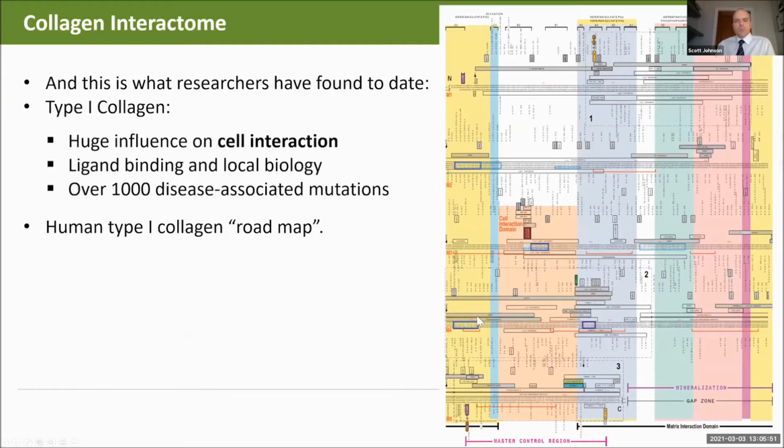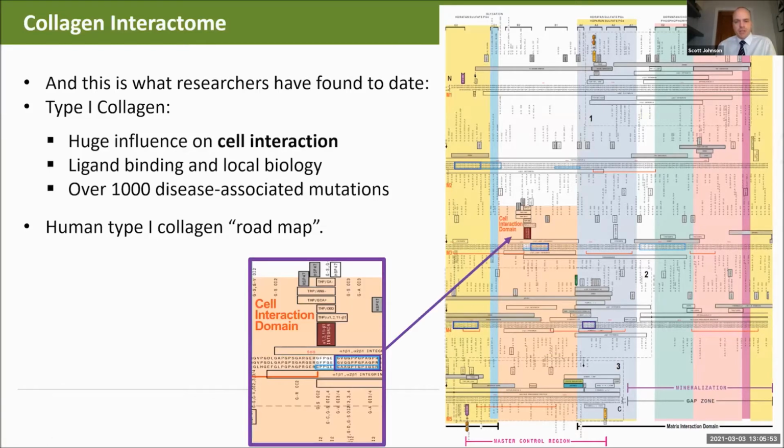So type 1 collagen plays a significant role in cellular interactions, and someone has devoted their life's work to mapping these interactions. And this is called the collagen interactome. And you read this like you would a page in a book. So you read from left to right and then from top to bottom, and it encodes all of the known functional domains for cell interactions on the type 1 collagen molecule.